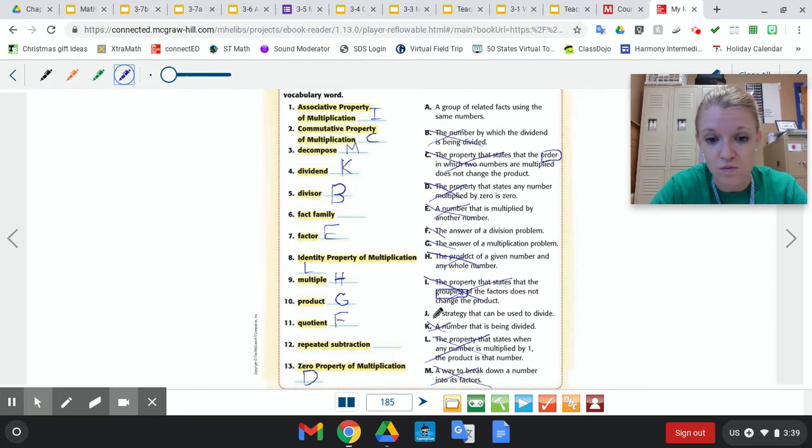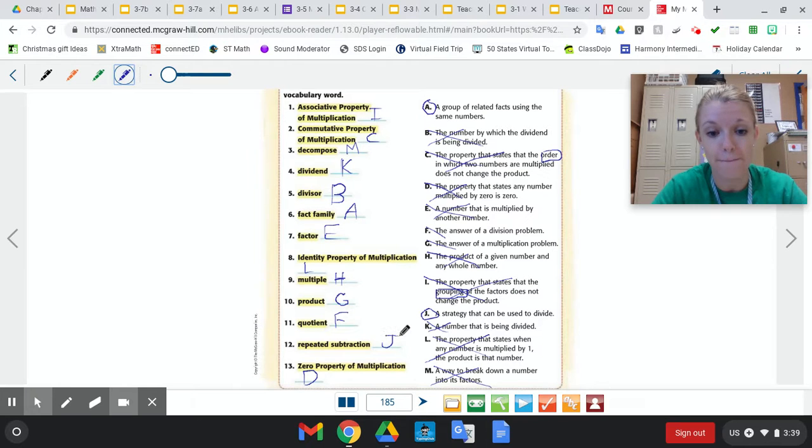Repeated subtraction, we have letter J left, and we have letter A left. J and A, AJ. AJ is left. Okay, a group of related facts using the same numbers. That does not sound like repeated subtraction. So a group of related facts would be a fact family. Which means letter J, a strategy used to divide, yep, that is repeated subtraction.